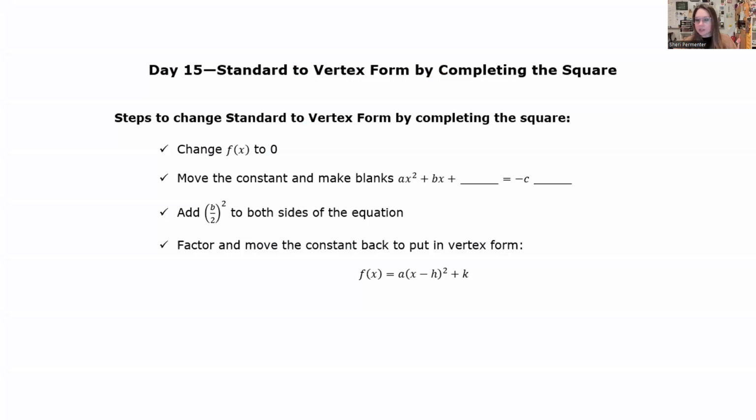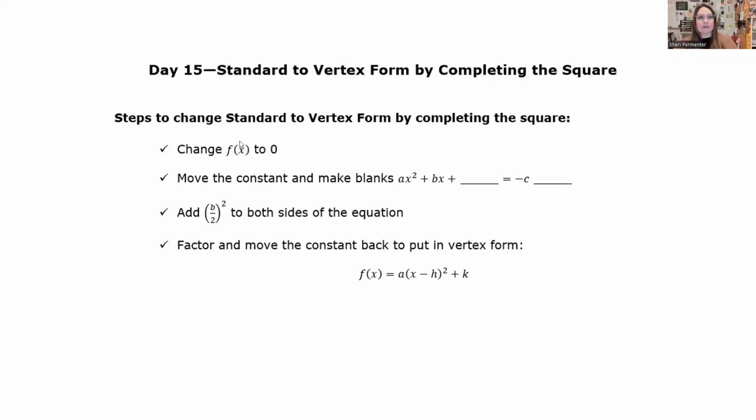So the first thing that we're going to do is look at the directions that are up at the front. So the directions for completing the square to get a vertex from standard form into vertex form. And that's the form that we used to graph last class. So last class we did graphing and your functions were all in vertex form. Today they're not in vertex form, and we're going to put them in vertex form.